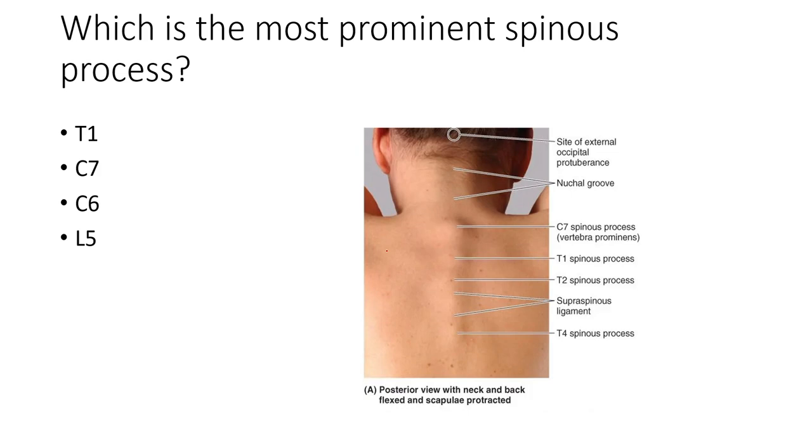The most prominent spinous process, here you can see in this very lean person, is the process of C7 vertebra, and that's why it is called vertebra prominens. So it is the C7 vertebra.